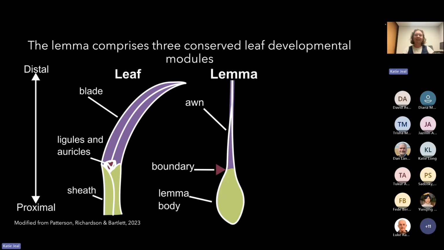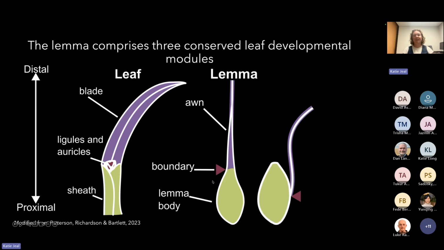While we see some lemmas exhibiting a morphology consistent with the leaf, such as in barley, where the lemma body is proximal and then the awn initiates at the tip, we also see in blackgrass where the awn initiates more proximally, and then in species such as maize where no awn develops at all. So this developmental flexibility allows the awn module to be repositioned, activated, or suppressed without disrupting the rest of the organ, producing a large amount of morphological diversity.